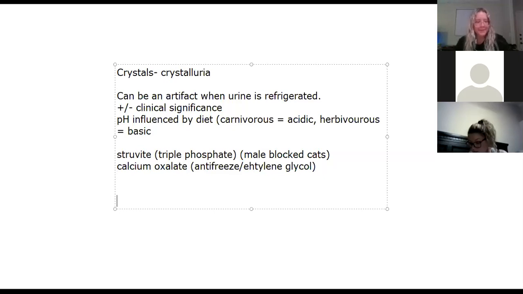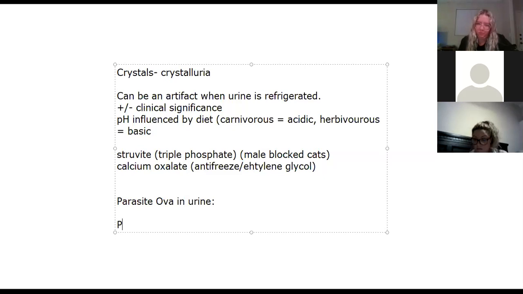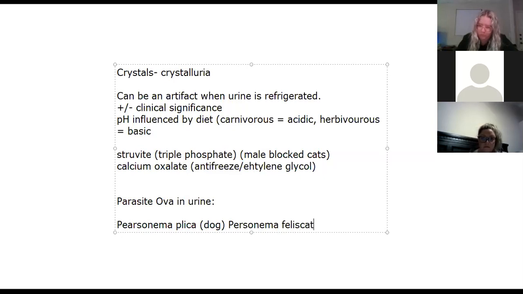Last one that I have for tonight is parasite ova in the urine. There are two that we are concerned about in the urine. The first one is Pearsonema plica, which is going to be in the dog, and Pearsonema felis cati. Guess which one that one is? Our cats. And this is also known as the bladder worm.